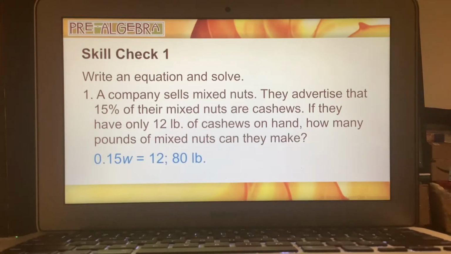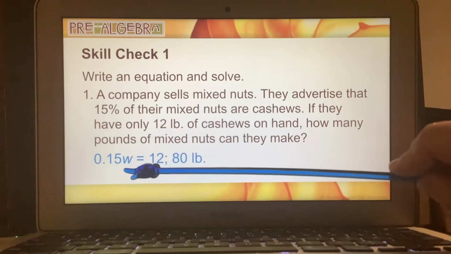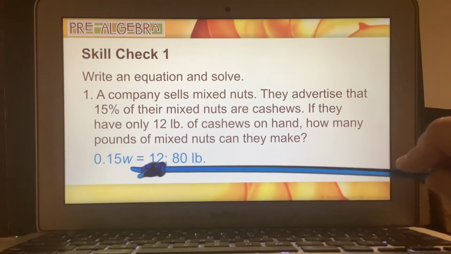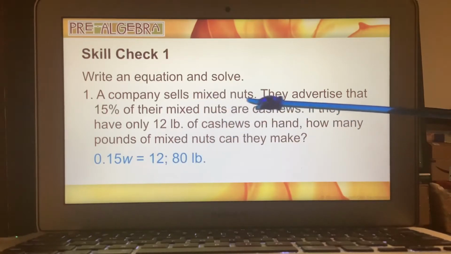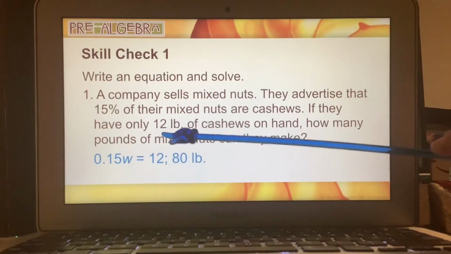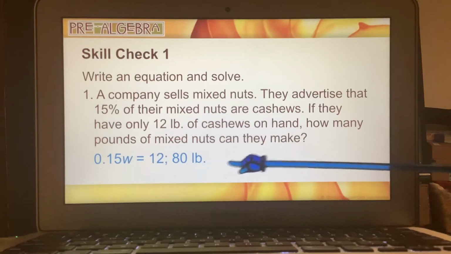Now, remember, our equation is percent times the whole equals the part. And our percent here is 15%. When you convert that into a decimal, it's 0.15. So 0.15 times W, the entire amount of mixed nuts, is equal to 12, because 12 pounds of cashews is just the part of this mix.